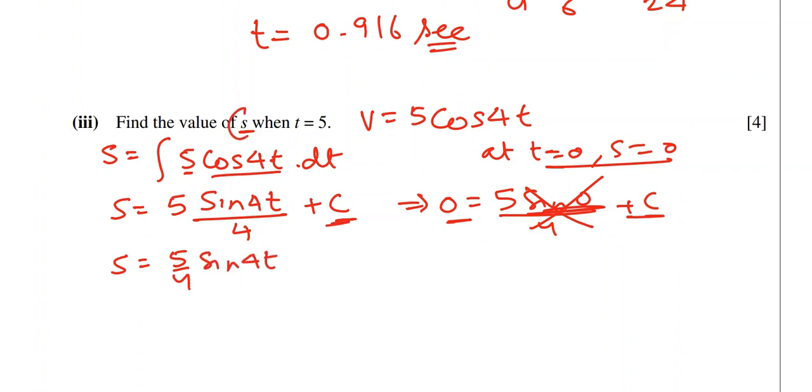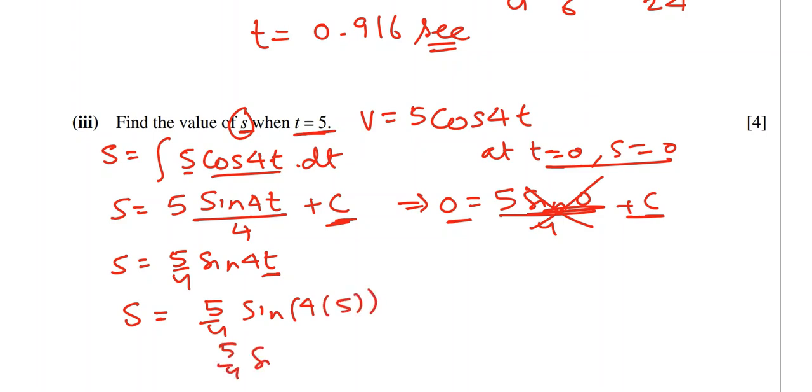Alright. Now they're saying find the value of s when t is 5. So we'll just put 5 in place of t. So s equals 5 over 4 sine of 4 times 5, which is 5 over 4 sine 20. Please keep in mind, 4 times 5 is 20. That does not make it degrees. No, it will still be radians. So no degrees. Just put 5 over 4 sine 20 and set your calculator to radians, and that will give you s. In my case, it came out to be 1.14 meters.